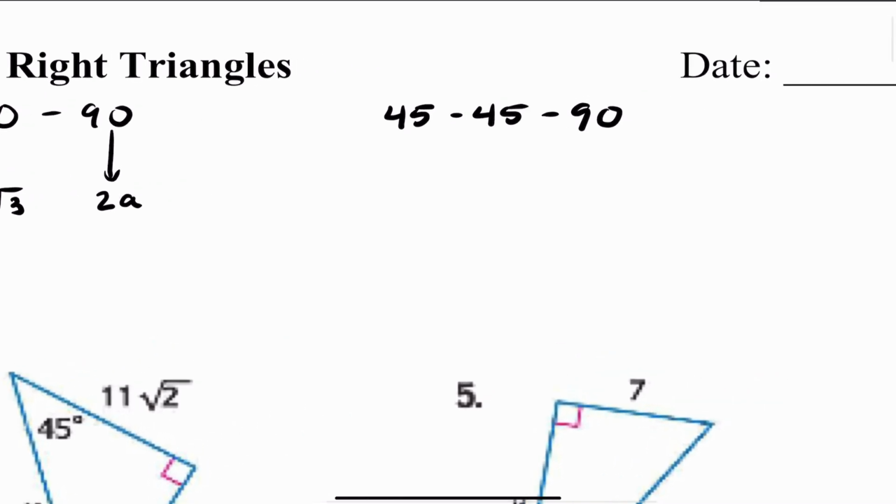And for 45-45-90, you're dealing with an isosceles right triangle, okay? So the two side lengths are congruent and those two angles must be congruent as well. So across from 45, we call that A. Across from 45, we call that A. And across from 90 degrees, we label that as A root 2.